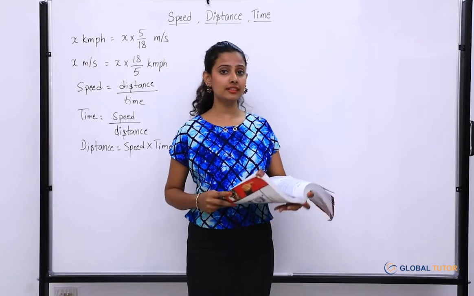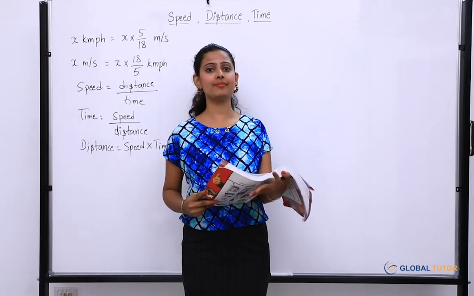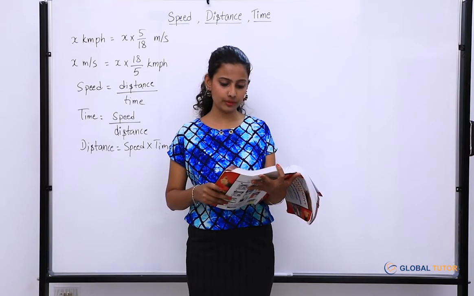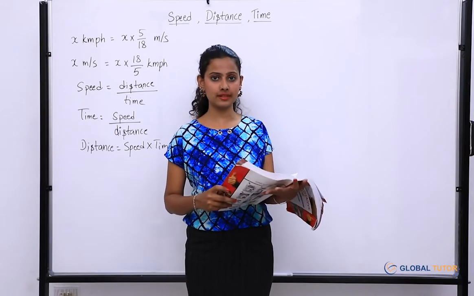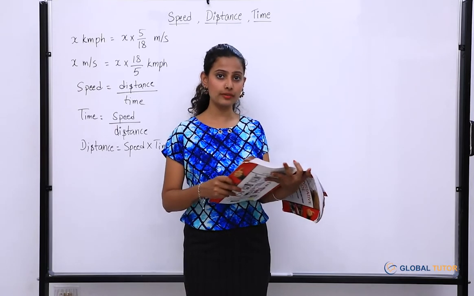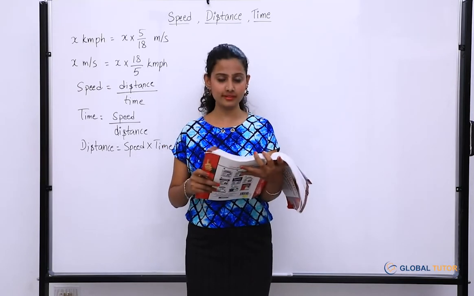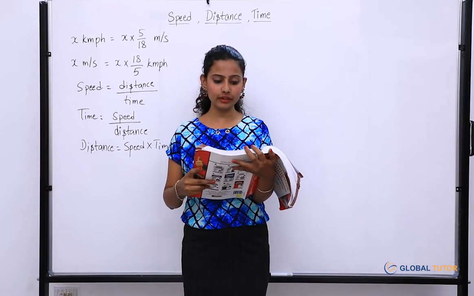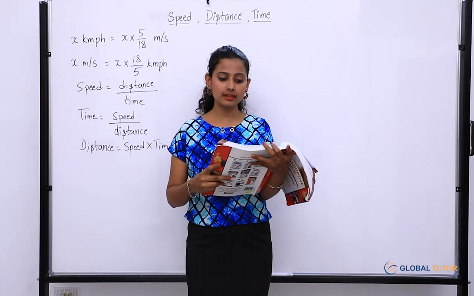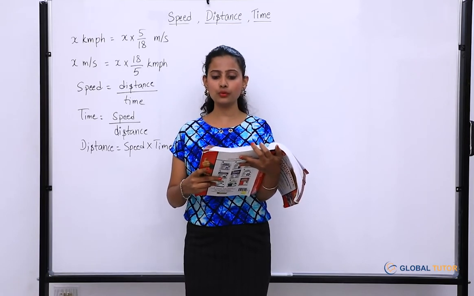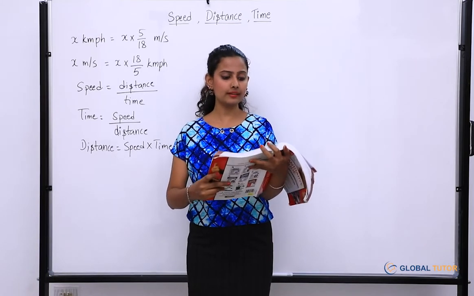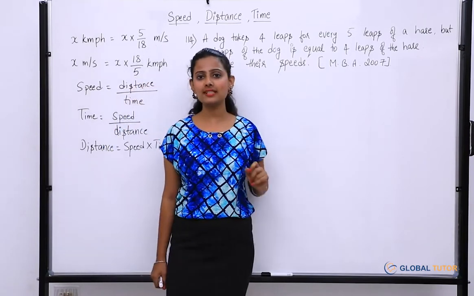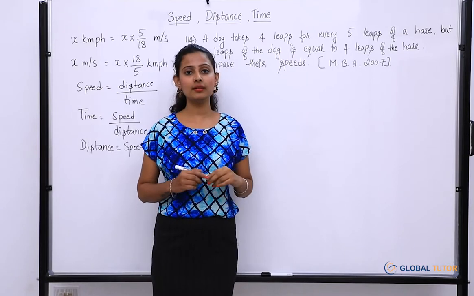So to get a clearer understanding of speed, distance and time, I am going to choose one question which has appeared in one of the previous year exams of MBA. So it's come in MBA 2007. So let's read the question and try to solve it and understand speed, distance and time. So the question is, a dog takes 4 leaps for every 5 leaps of a hare, but 3 leaps of a dog are equal to 4 leaps of hare. Compare their speeds.